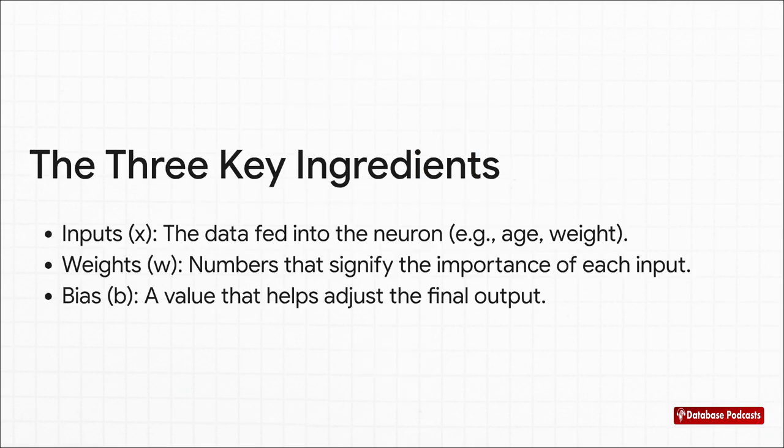The whole calculation really just boils down to three key ingredients. First, you've got your inputs, which we call X. This is your data. Could be anything, like the age of a person or the color of a pixel. Second, and this is the really important part, you have weights, or W. Every single input gets its own weight, which is just a number that tells the neuron how important that input is. And finally, you have a bias, B.